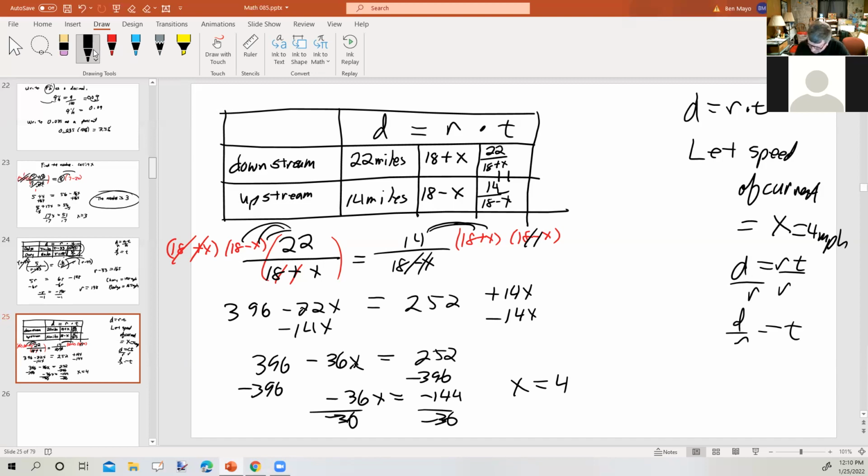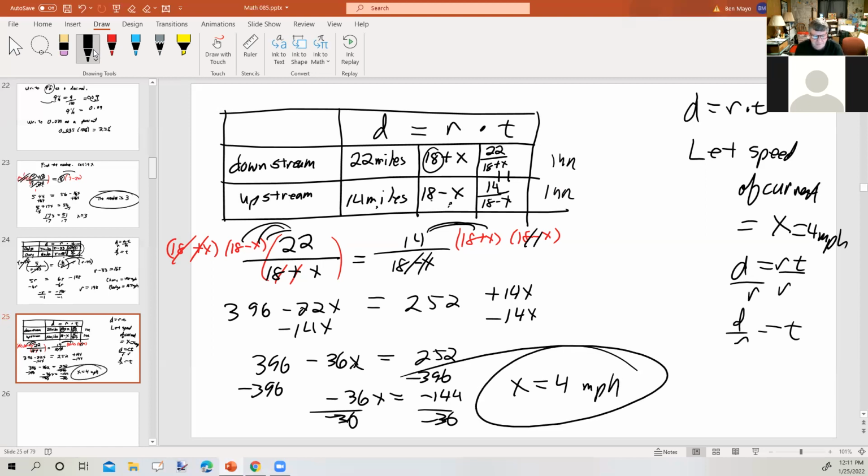Let's see if that works. If x is 4, what's 18 plus 4? That's 22. Okay. If you're going 22 miles an hour, how long would it take you to go 22 miles? It'd take 1 hour, wouldn't it? All right. Upstream, 18 minus 4 is 14. If you're going 14 miles an hour, how long would it take to go 14 miles? 1 hour. So it checks. All right.